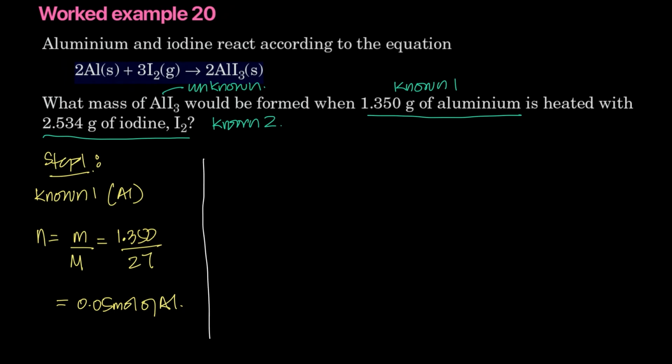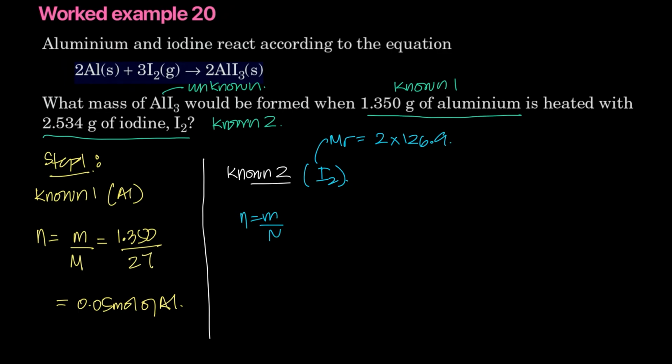Then you have the mass of iodine. In step 1, you're going to find the moles of iodine from the mass of iodine, because iodine is a known, I2. So for I2 you'll also need the MR for iodine, and the MR for iodine is the AR times 2, which is 2 times 126.9. You get the MR from there.